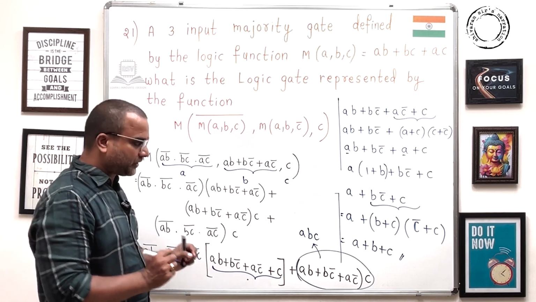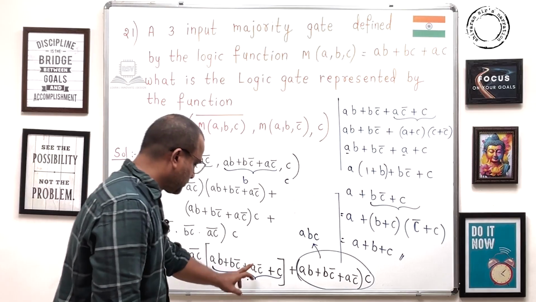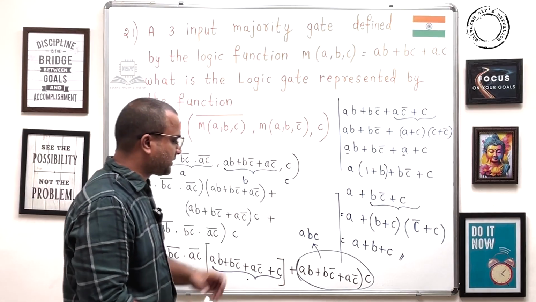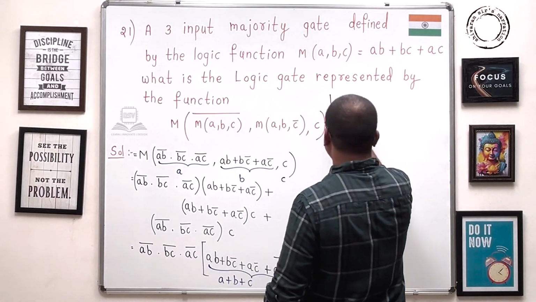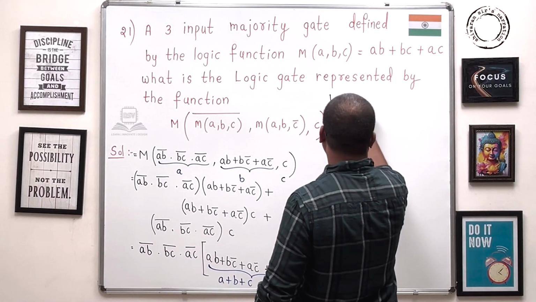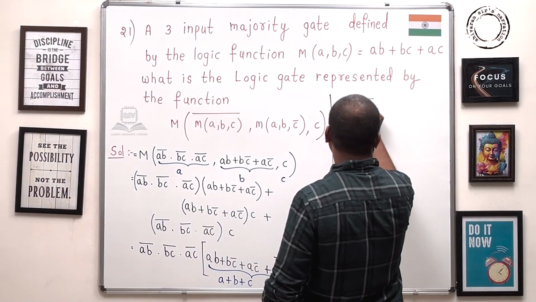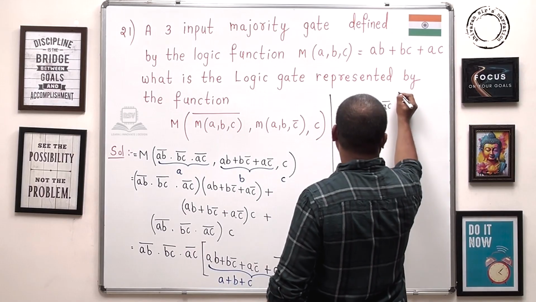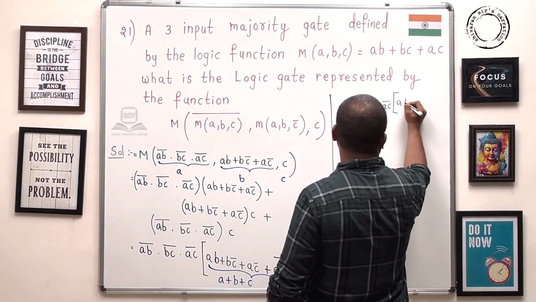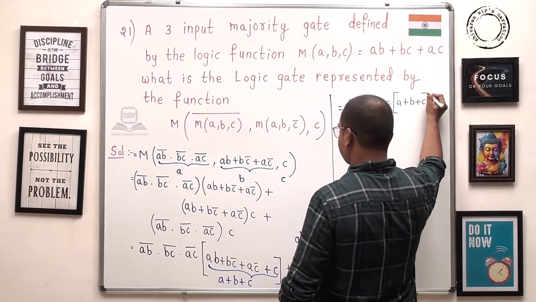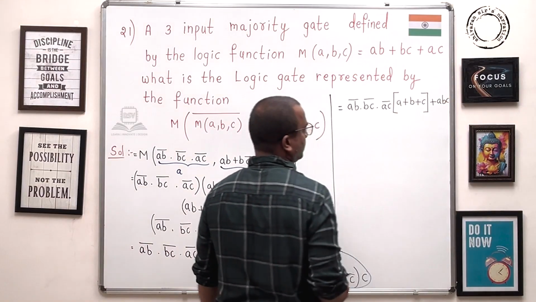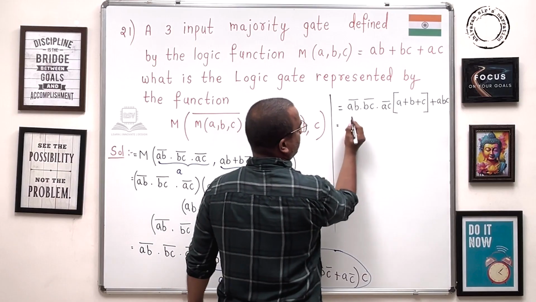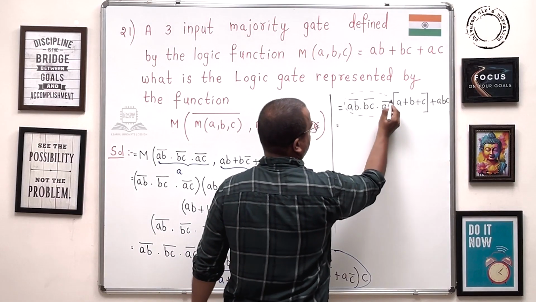Now we are substituting the simplified expressions in these two terms, and we will see what the expression is. Therefore the expression looks like this: (AB) whole bar, (BC) whole bar, (AC) whole bar into (A plus B plus C) plus ABC.